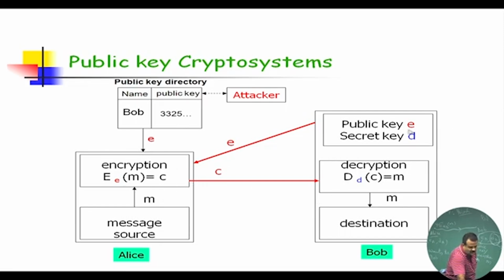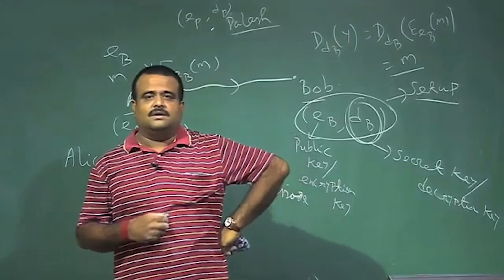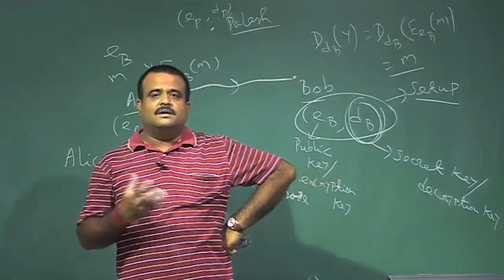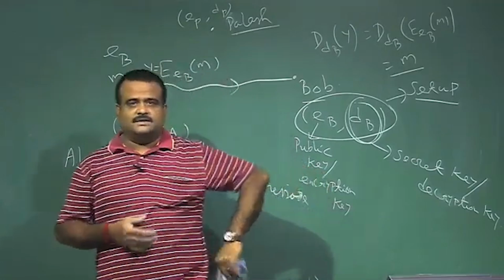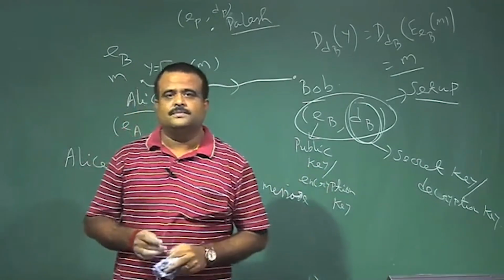Bob has his corresponding secret key, which only Bob knows, and which is very difficult to generate from the public key. That is the main component of public key cryptography. Then using this secret key, Bob decrypts the message and gets back M. So, this is the public key crypto system. We will talk about some examples next, like the knapsack crypto system, RSA crypto system, and ElGamal crypto system. Thank you.